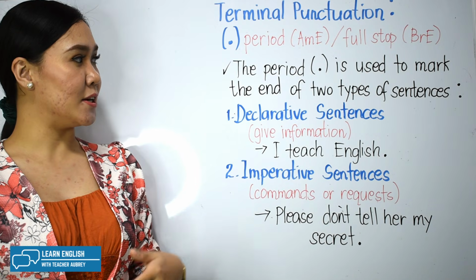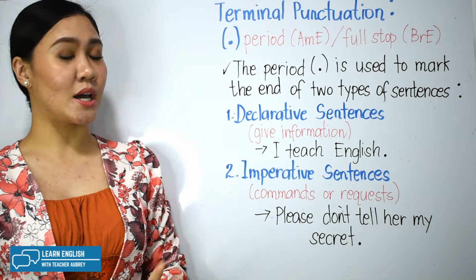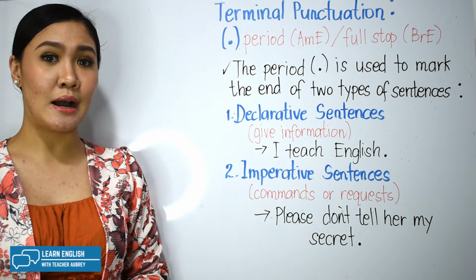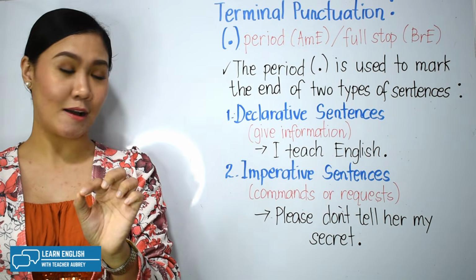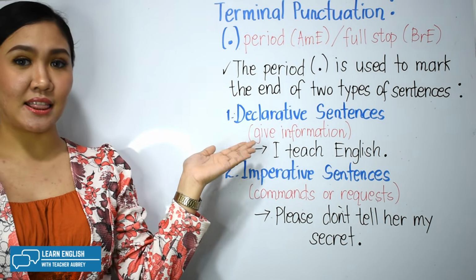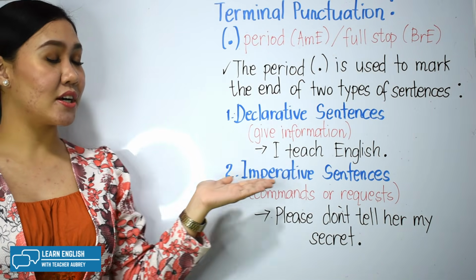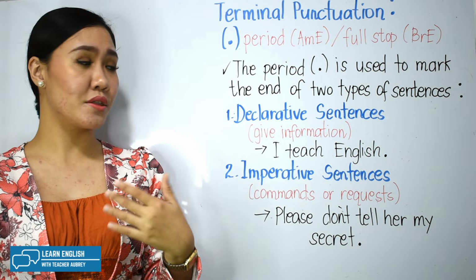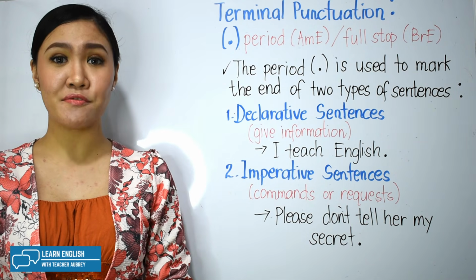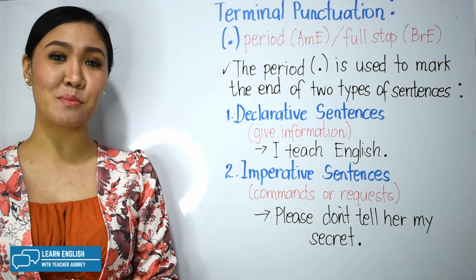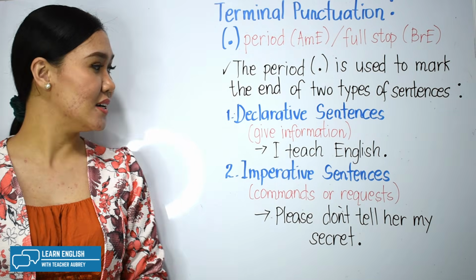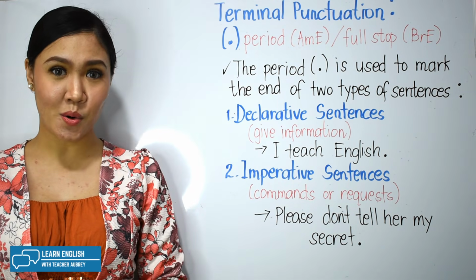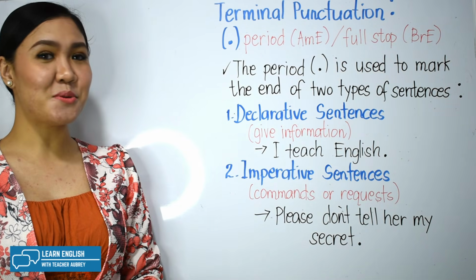Ang period ay used to mark the end of 2 types of sentences. Ginagamit natin ang tuldok o period dito sa dalawang uri ng pangungusap na to para tapusin sila. Una ay ang declarative sentence at ang ikalawa ay ang imperative sentence. Ano ang pinagkaiba nila? Declarative sentences are the sentences that give information, nagpapahayag ng impormasyon o detalye. Samantalang, ang imperative sentence naman ay nagpapahayag ng commands or requests. Tingnan natin yung mga halimbawa.